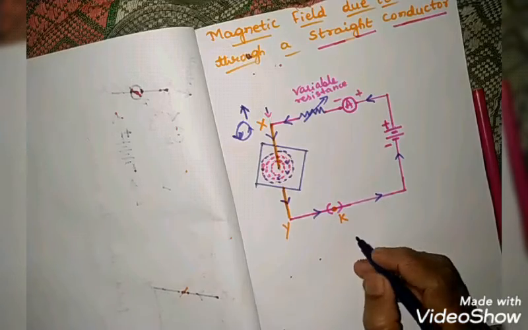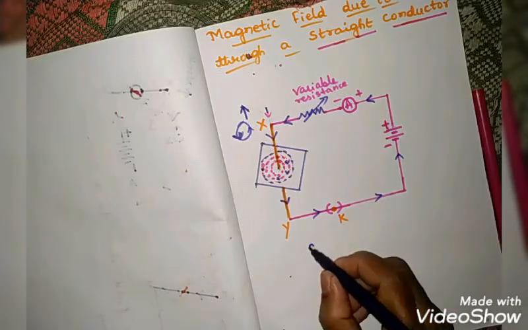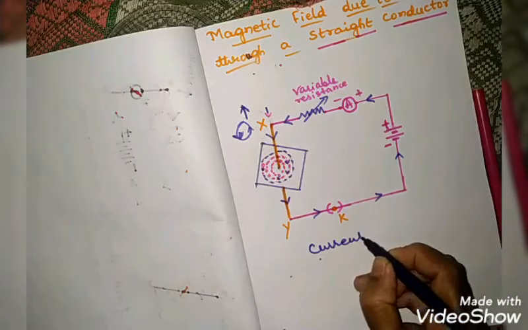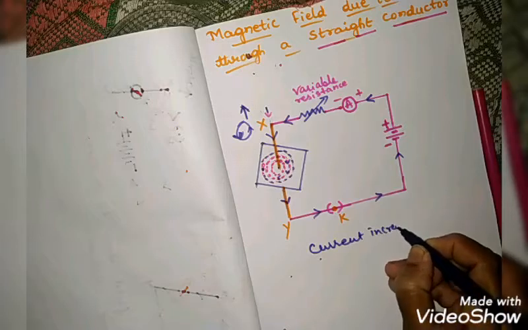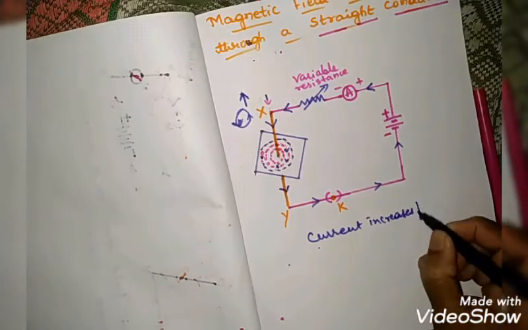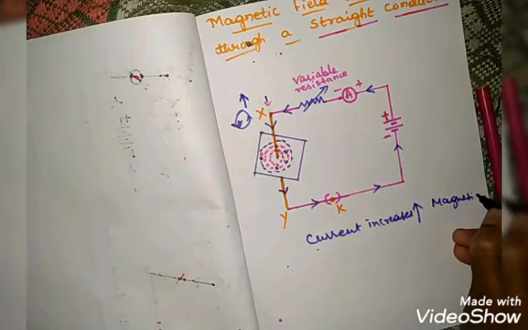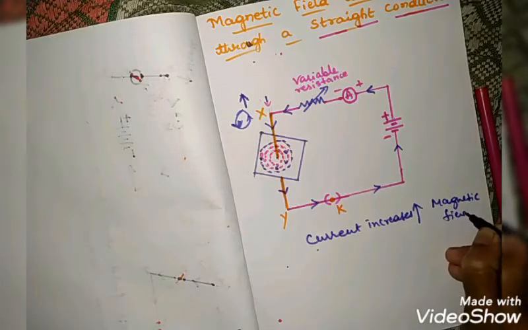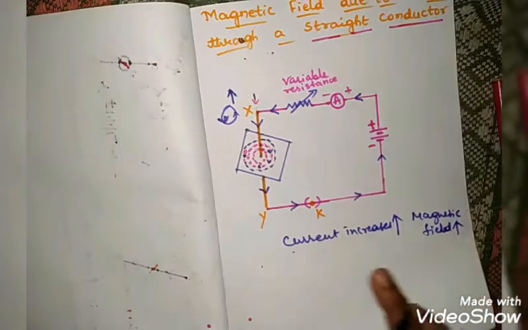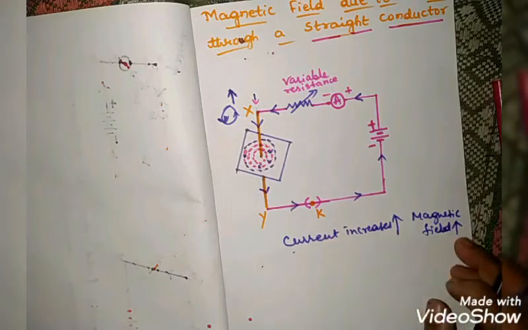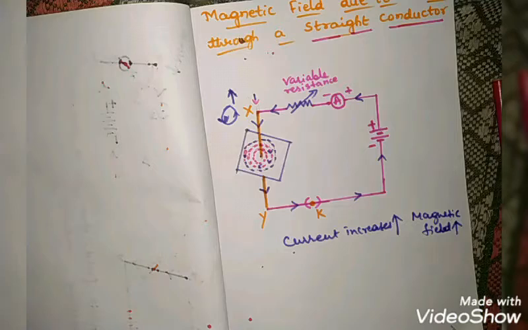So what can we say? When current increases, the magnetic field also increases. This is one factor you have to keep in mind. Let us see another factor.